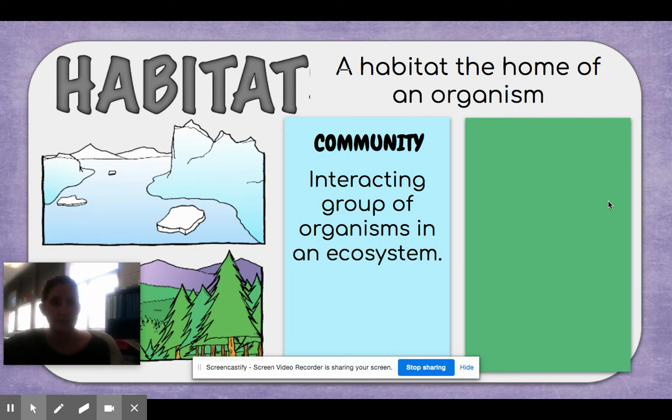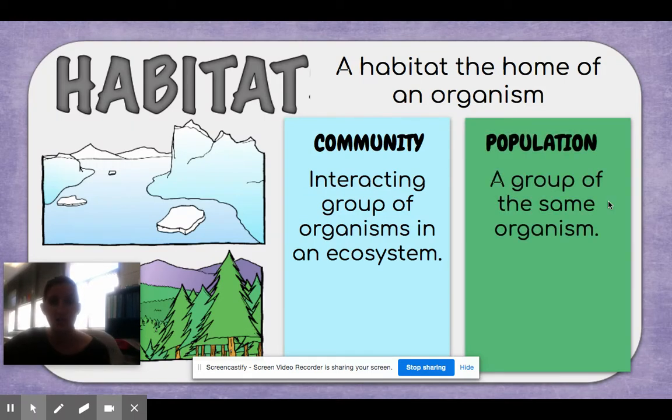A community is an interacting group of organisms in an ecosystem. So it's how that group of organisms acts within the ecosystem, whereas a population is a group of the same organisms. I would think of a population as all the deer in one specific area, or all the black bears, or all the squirrels in one specific area. It's all of the same type of organism. But a community would be the black bears and the deer and the squirrels and how they all live together in that one ecosystem.